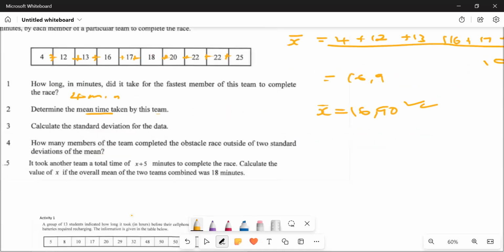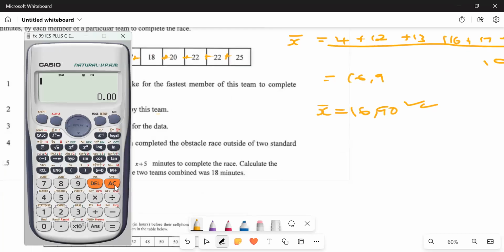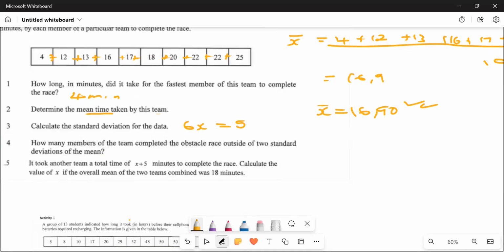Okay, let's go to number 2 then. On number 2, what do they want? They want the standard deviation. How do you get the standard deviation? Calculator. Let's go to our calculator. AC again. And then we want the standard deviation. What are we going to press? We press shift again and then we press 1. Which one do we want? 4. And then we're going to press option 3 equals. And then it says the standard deviation is going to be 5.65. We get another 2 marks here.